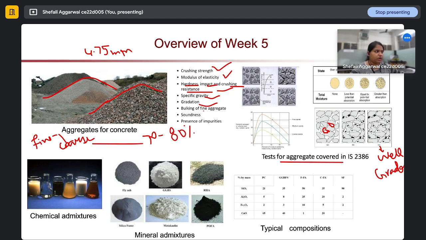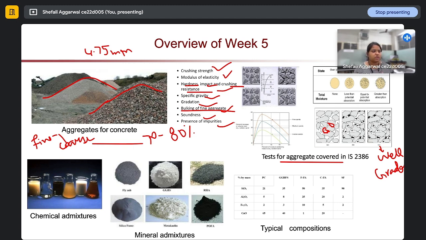Next thing is the bulking of fine aggregates. Whenever we add water to our sand, there are chances that the sand will expand, so it can create an issue in the concrete. That's why we have to check the bulking of our fine aggregates, or bulking of our sand, before starting the test. Other tests are soundness tests and checking the presence of impurities in our aggregates. These are the main tests which we perform on the aggregates.